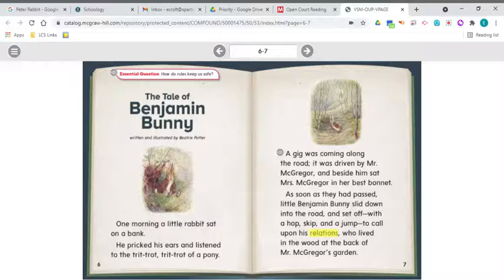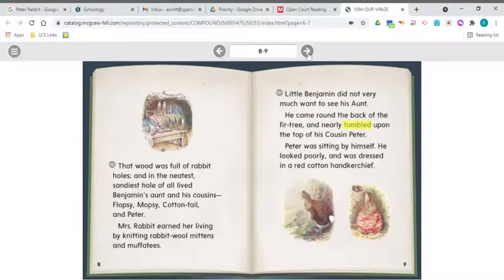As soon as they had passed, little Benjamin Bunny slid down into the road and set off with a hop, skip, and a jump to call upon his relations who lived in the wood at the back of Mr. McGregor's garden. That wood was full of rabbit holes, and in the neatest, sandiest hole of all lived Benjamin's aunt and his cousins. And guess who they were? Flopsy, Mopsy, Cottontail, and Peter.